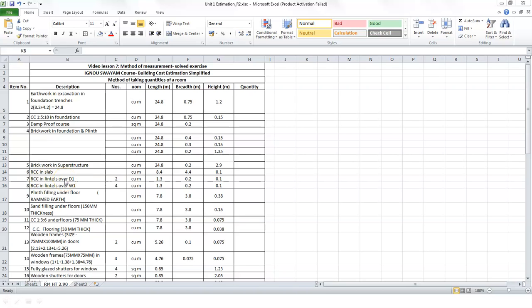RCC in lintels over D1 and W1. The lintels on doors and windows are computed as separate items. We first look at the item door, and we saw in our plan there are two doors, so the number is mentioned here as 2. And now what we have to look at is the length, breadth, and height of the lintels above the door. So let's look at the drawings now.